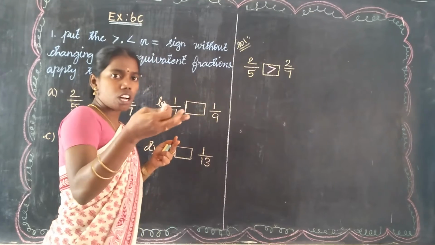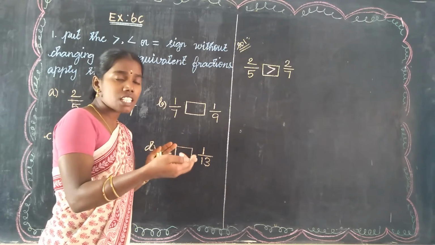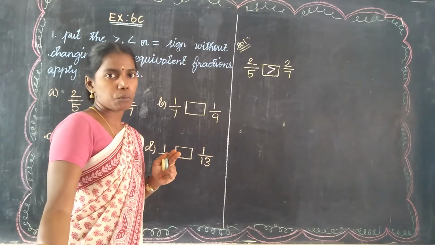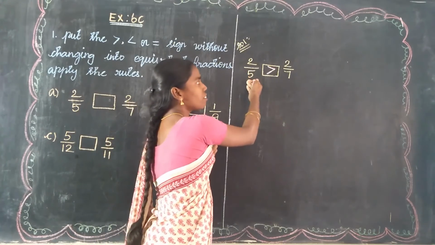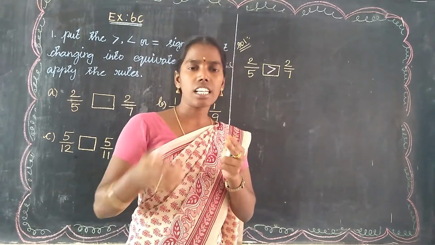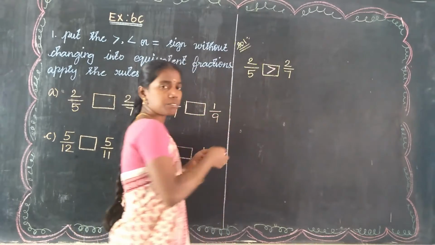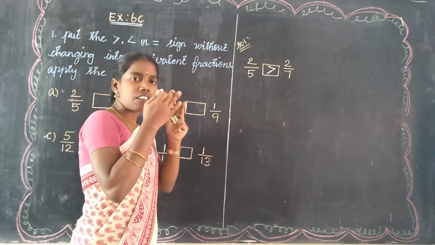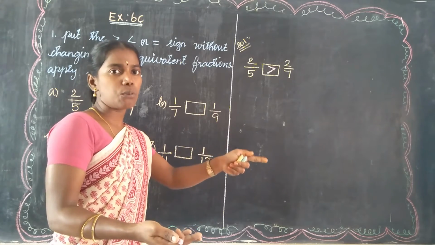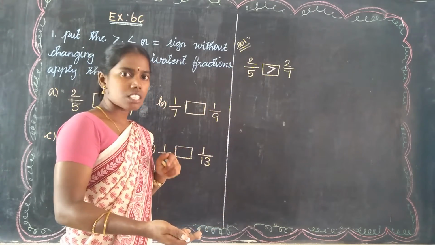The numerators are also equal. Next, consider the denominator values, first 5 and second 7. In fractions, when the denominator is higher, the value of the fraction decreases. So comparing 5 and 7, 2 by 5 has the greater value and 2 by 7 has the lower value. So the symbol is greater than. Then next one, B.